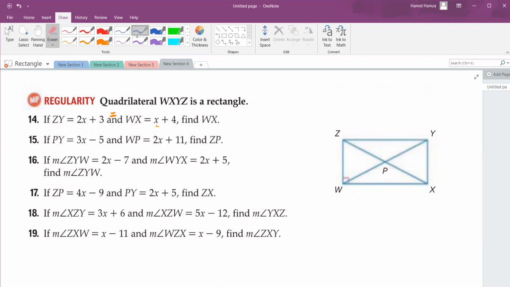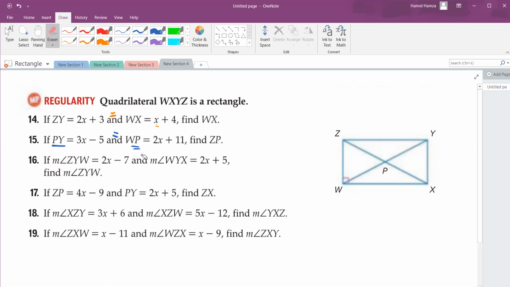The next one. So the hardest part is what, guys? To discover the relation between the given. PY and WP. PY is a part of the diagonal, and WP is the other part. So they are what, guys? Congruent. Yeah, they are equal. The parts are all equal. So that means the relation will be that these two must be equal.